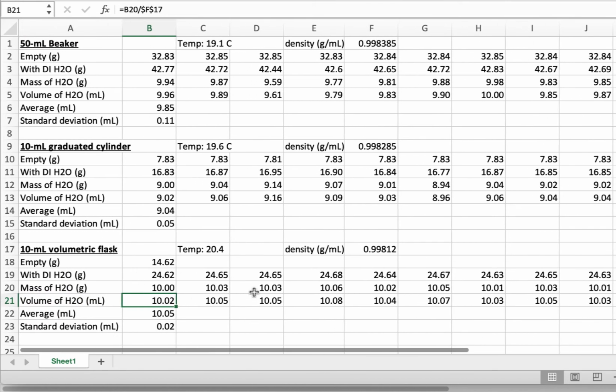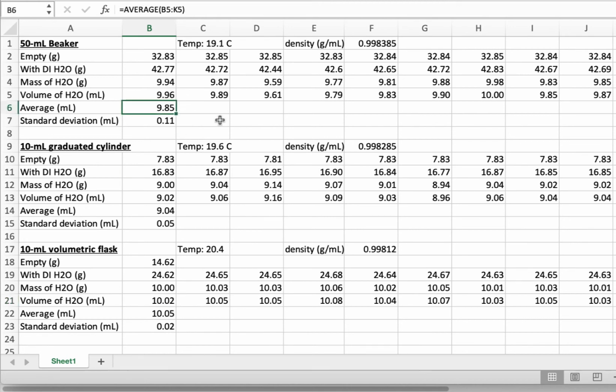So these numbers were much closer together than they were before. These data illustrate a couple of different things. One of them is that I probably shouldn't record the same number of decimal places for my average volume for my beaker as for the average volume from my volumetric flask. I probably can't claim 2 decimal places here because I had so much variation in my numbers.